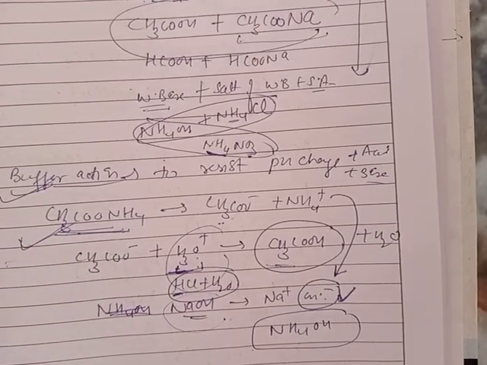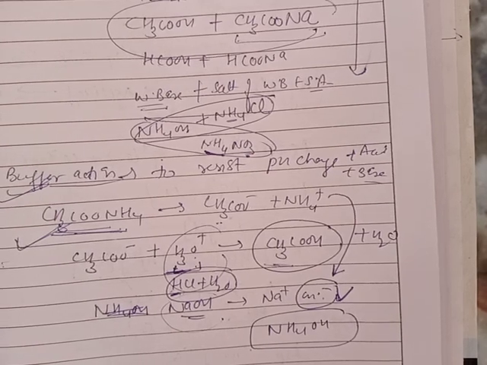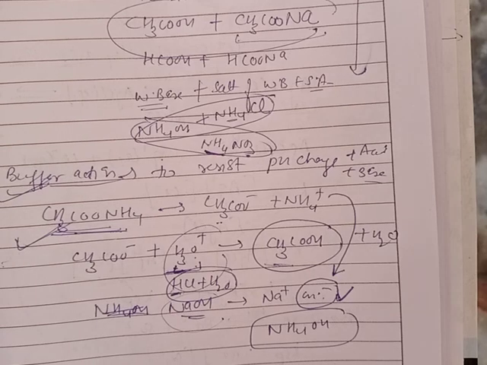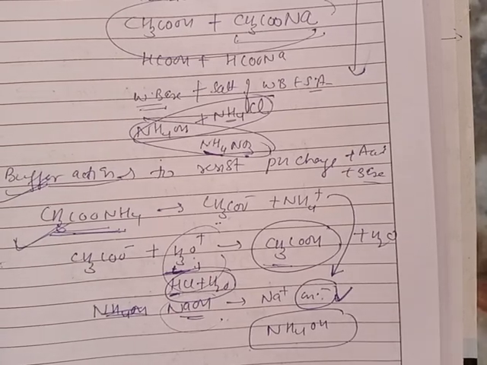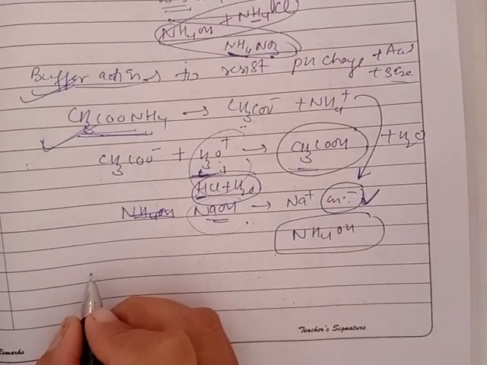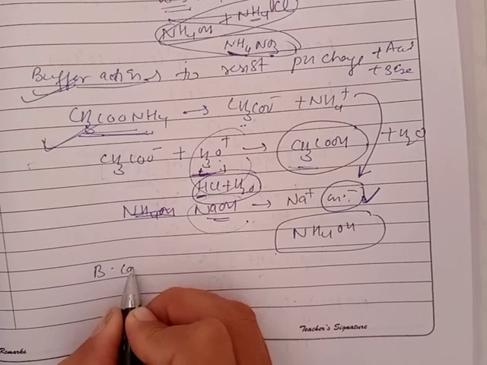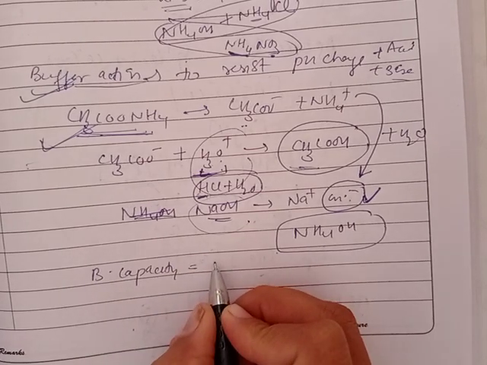Next is buffer action of acidic buffer and buffer action of basic buffer. Do it yourself. Last is buffer capacity or the buffer index. What is buffer capacity? The total number of ions, total moles of acid, this is called buffer capacity. It is defined as the total number of moles of an acid or base added to 1 liter of a buffer.